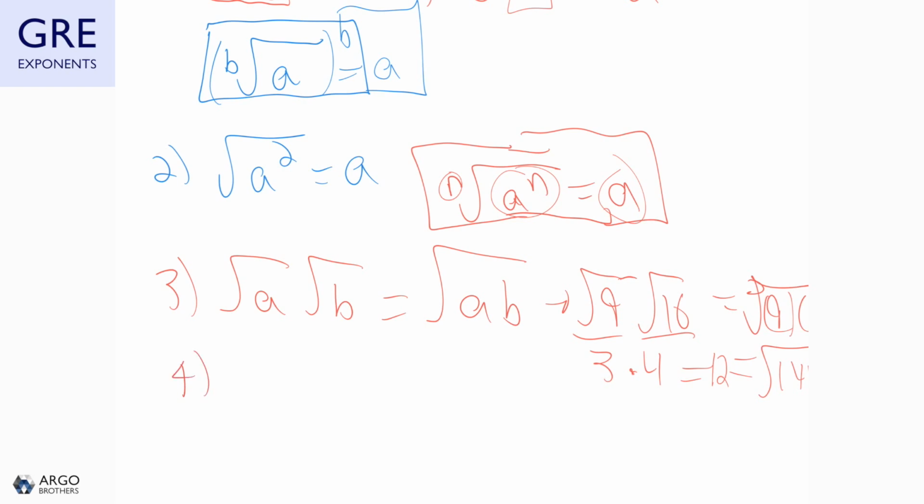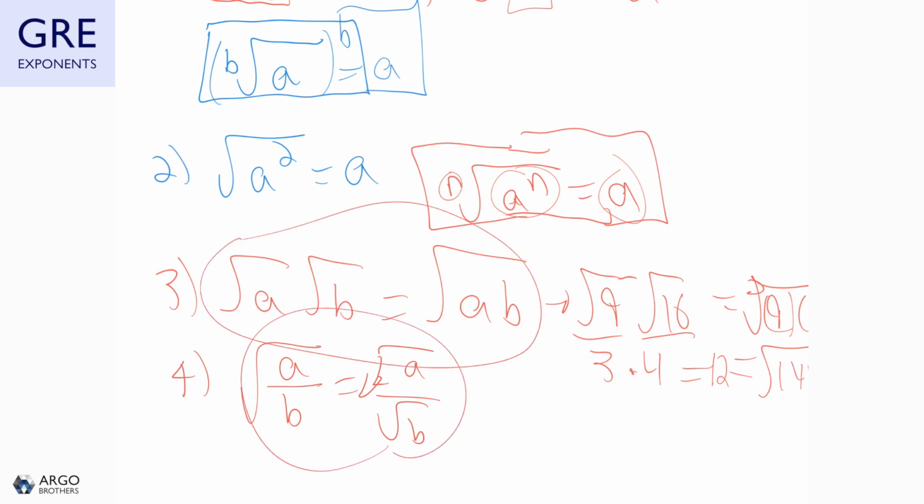What if we have the square root of a fraction? So the square root of a over b equals the square root of a over the square root of b. So like the rule says, let's try the square root of 4 over 9, which equals the square root of 4 divided by the square root of 9, which equals 2 over 3. So the square root of 4/9 is 2/3.